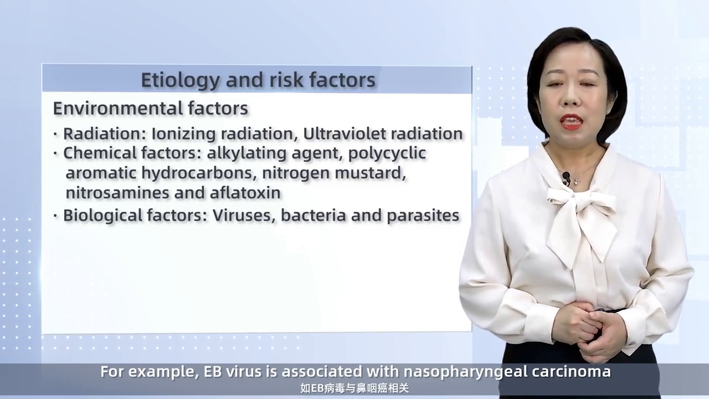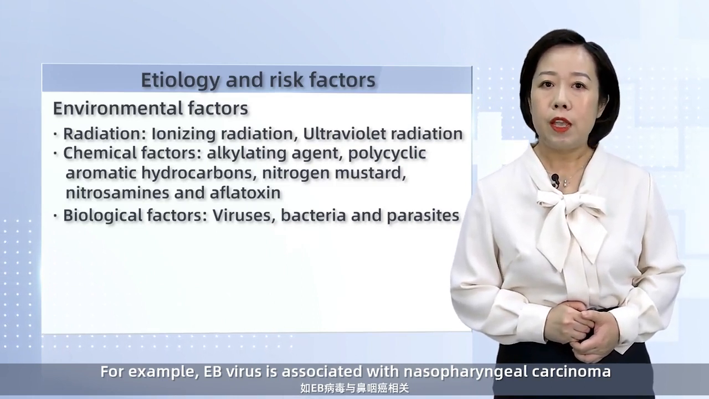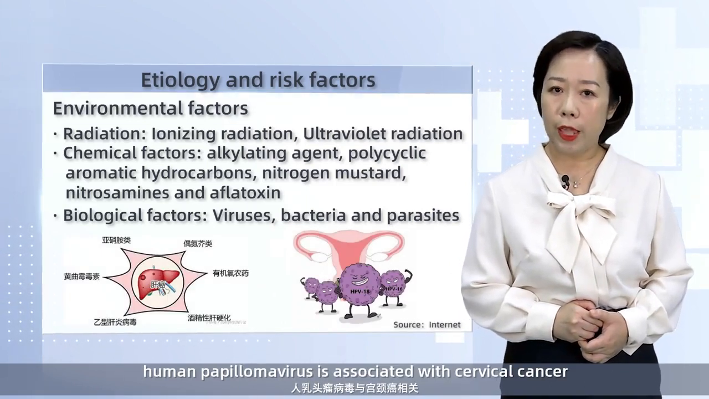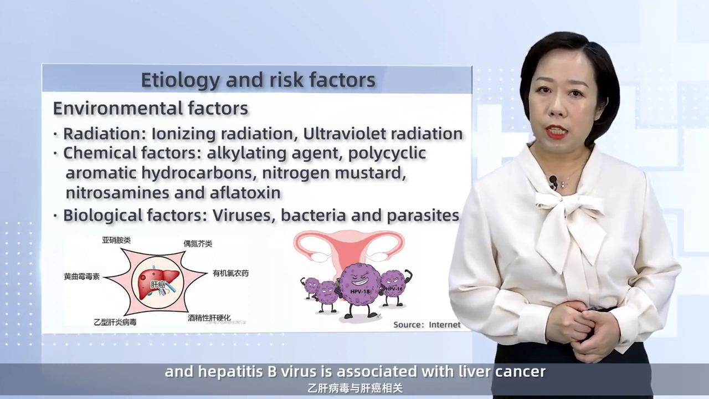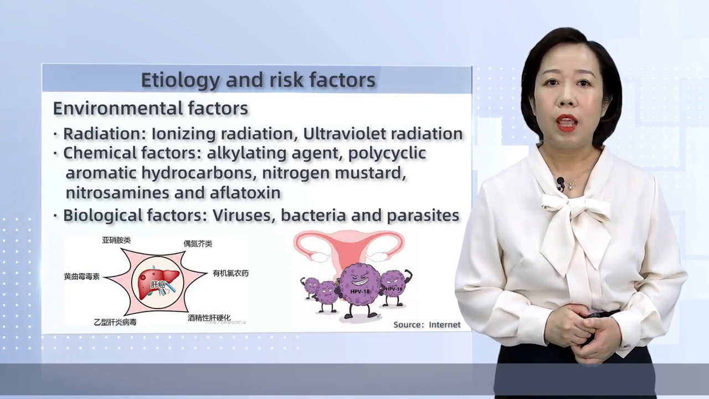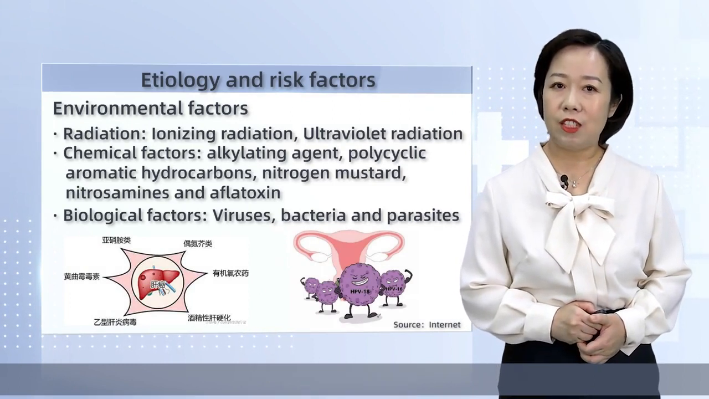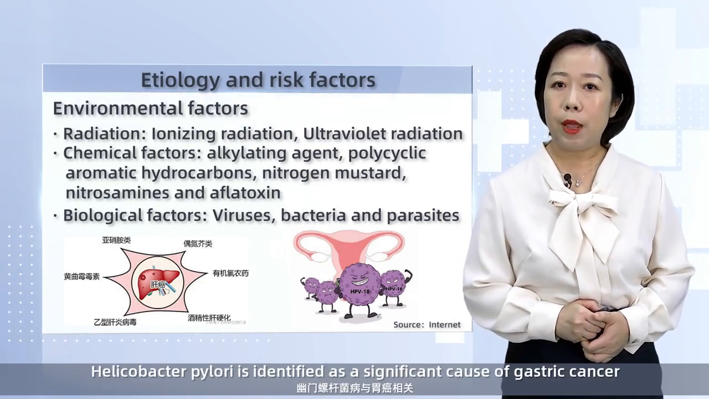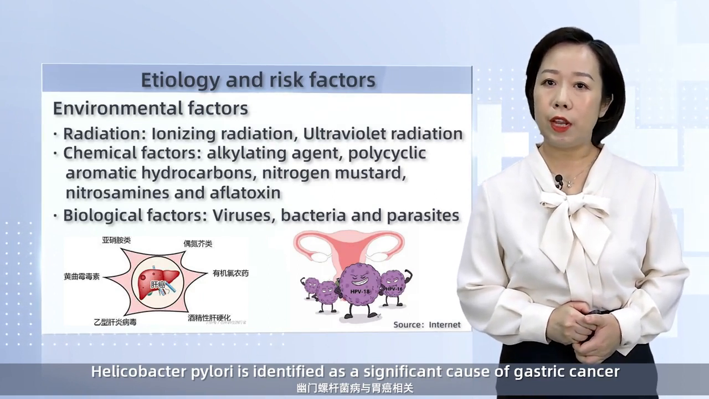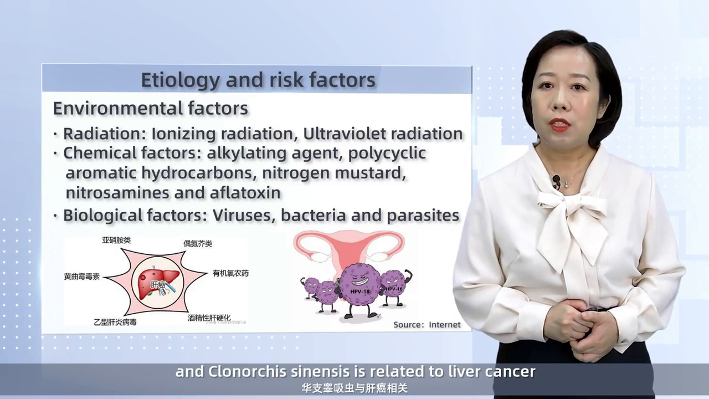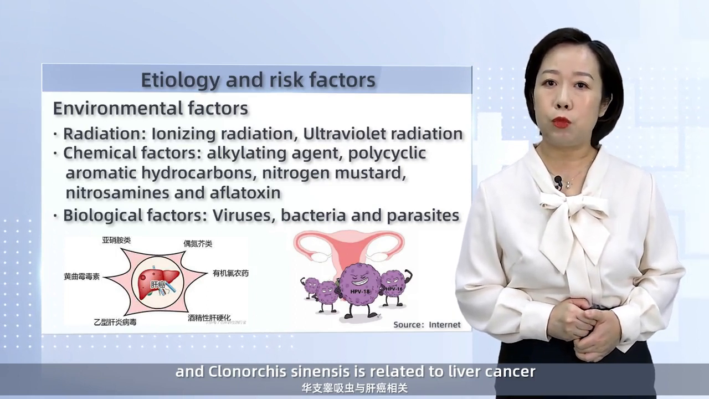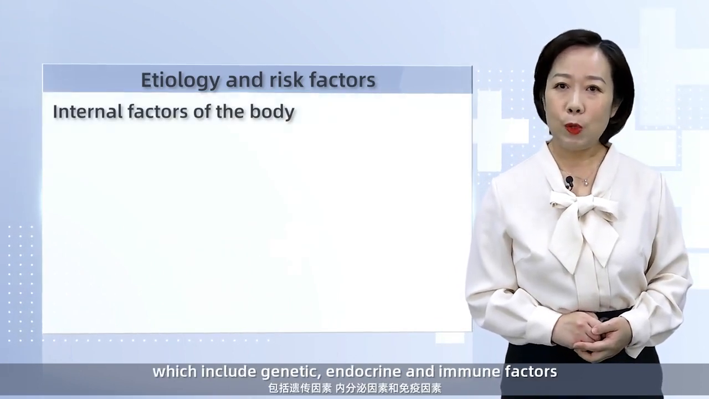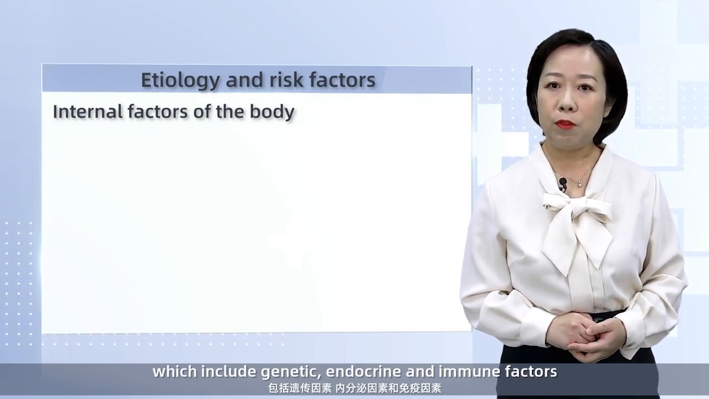For example, EB virus is associated with nasopharyngeal carcinoma. Human papillomavirus is associated with cervical cancer, and hepatitis B virus is associated with liver cancer. Some bacterial or parasitic infections may also lead to the occurrence of cancer. For instance, Helicobacter pylori is identified as a significant cause of gastric cancer, and Clonorchis sinensis is related to liver cancer. Now let's move on to internal factors, which include genetic, endocrine, and immune factors.